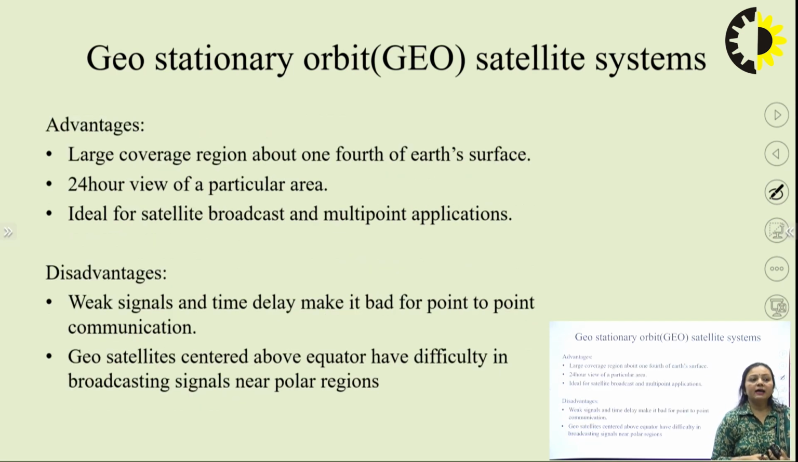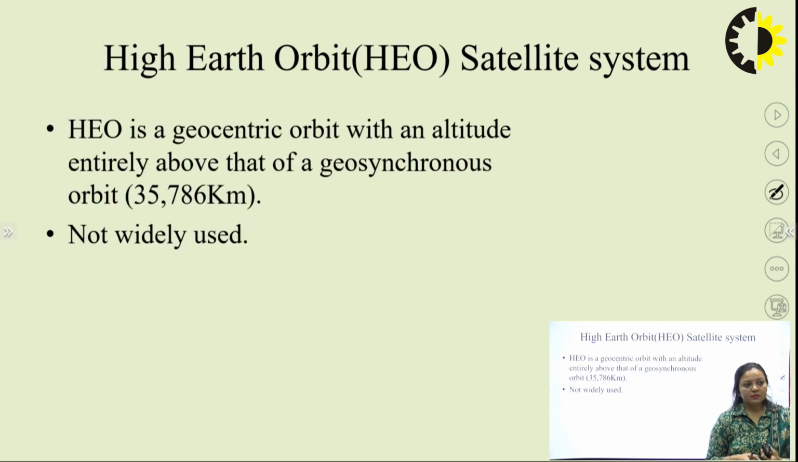So, we have a large coverage area, that is the biggest advantage. We have 24-hour visibility of a particular area. It is ideal for satellite broadcast and multi-point applications. The only disadvantage is that we have a large propagation delay. It makes the signal quality degrade. High Earth orbit satellites are not widely used. It is a geocentric orbit with an altitude entirely above that of geosynchronous orbit.